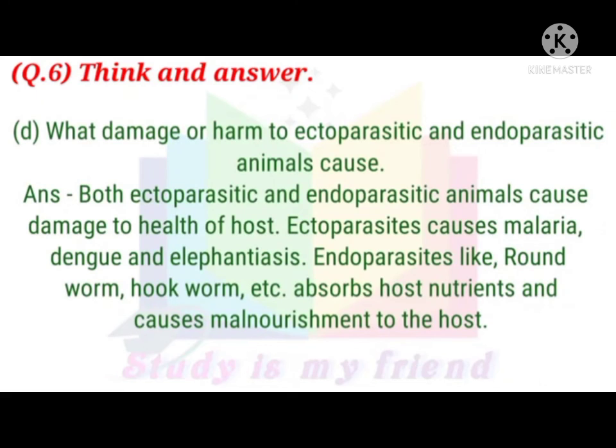D. What damage or harm do ectoparasitic and endoparasitic animals cause? Answer: Both ectoparasitic and endoparasitic animals cause damage to the health of the host. Ectoparasites cause malaria, dengue and elephantiasis. Endoparasites like roundworm, hookworm, etc. absorb host nutrients and cause malnourishment to the host.